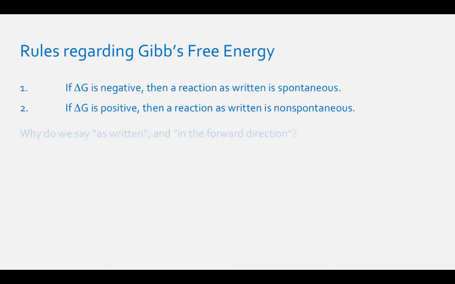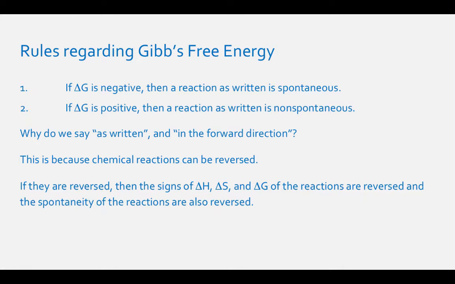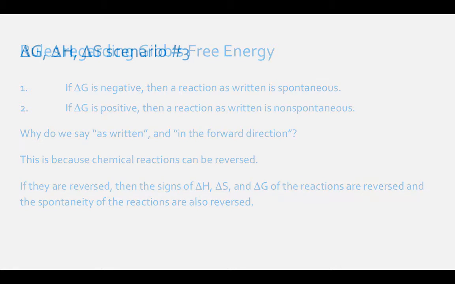Why do I keep saying "as written" and "in the forward direction"? This is because chemical reactions can be reversed. If they are reversed, then the signs of delta H, delta S, and delta G of the reactions are also reversed, and therefore the spontaneity of the reactions is reversed. But there are other scenarios for this equation.